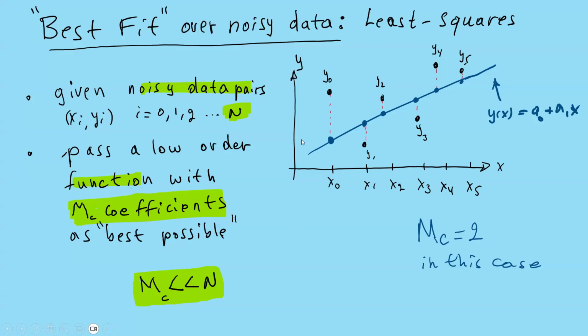For example, this noisy data is given and we are passing this line, or this linear equation, over this noisy data. As you can see, the order of these functions is significantly less than the number of data points. Because this is noisy data, when we are fitting a function over noisy data, the number of the coefficients should be much smaller than the number of the data points.